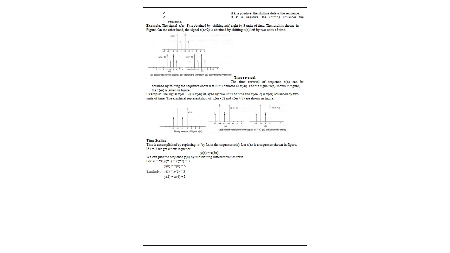So the graphical representation will be shown for x of minus n minus 2 and x of minus n plus 2. So next thing will be the time scaling. This is accomplished by replacing n by lambda n in the sequence x of n. So if lambda is equal to 2, we get a new sequence, that is y of n is equal to x of 2n. So we can plot the sequence by substituting different values. That is, n is equal to minus 1, y of minus 1 is equal to x of minus 2 is equal to 3, and y of 0 is x of 0 is equal to 5, y of 1 is x of 2 is equal to 3, and y of 2 is x of 4 is equal to 1.